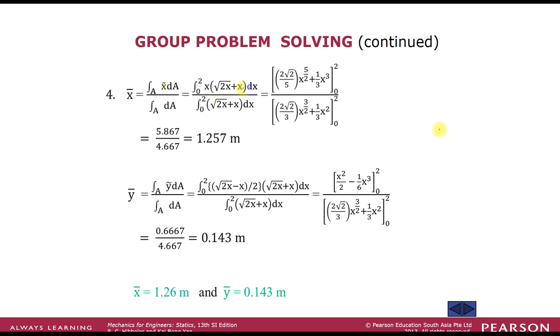Okay, so if you try to open it, you have to have another x and also x squared. Okay, so then we get this kind of result. When we integrate it, we get 2, okay, times 2 square root 2 over 5 times x to the power of 5/2 plus 1/3 x cubed. Okay, so how do you integrate it?